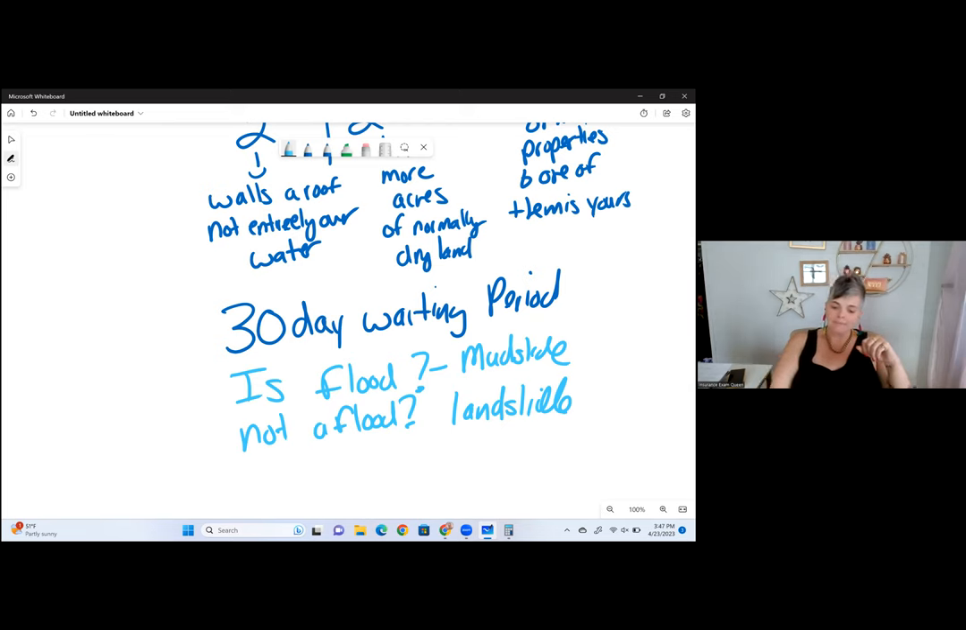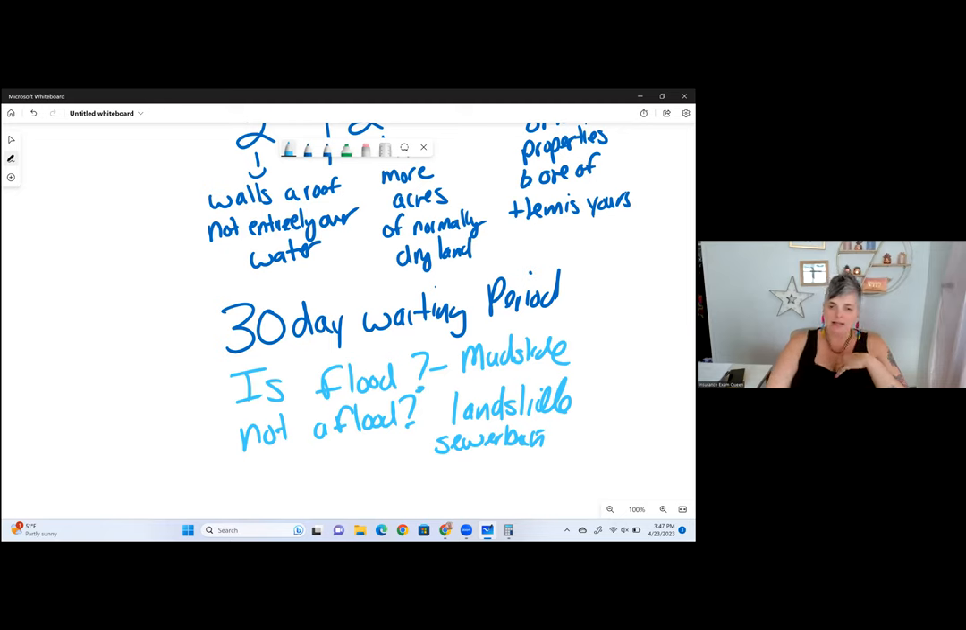Also, not a flood would be sewer backup. So the sewer system backing up into your home because the pipes got really dirty or the sewer system in town got all plugged up, and it backs up into your house. They don't see that as a flood. So sewer backup is not a flood. They're not going to respond to that.